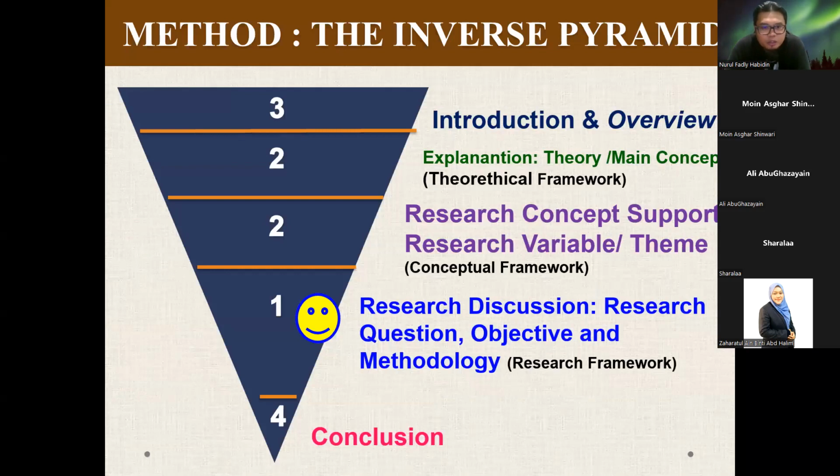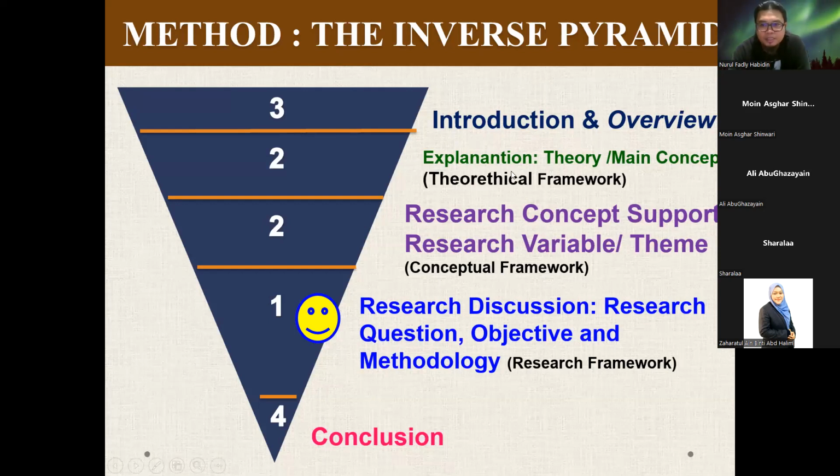When we see this, what we call the inverse pyramid, in order to write your literature review, we have 5 areas. The first area is the introduction and overview. The second one is a conclusion. This is common in all chapters. We should start with an introduction and then end with a conclusion in your chapter.